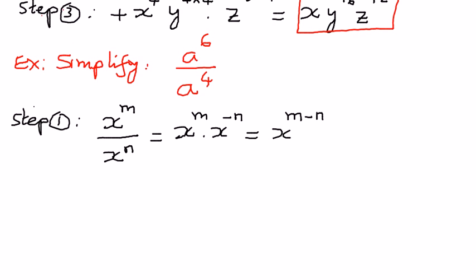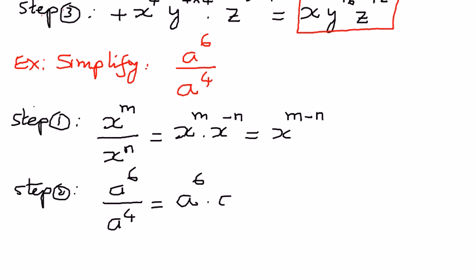So in step 2, we're going to apply this rule and simplify the given problem. We have a to the power of 6 divided by a to the power of 4. We can write this as a to the power of 6 times a to the power of negative 4. The positive exponent we express as a negative exponent, bringing it up into the numerator. Since the bases are the same, we can combine the powers, 6 minus 4, and simplify this as a to the power of 2. This is where we want to leave it.